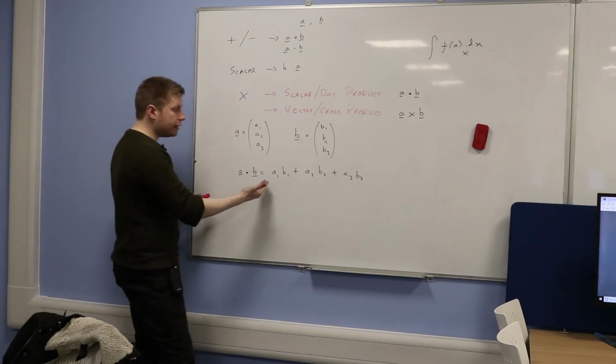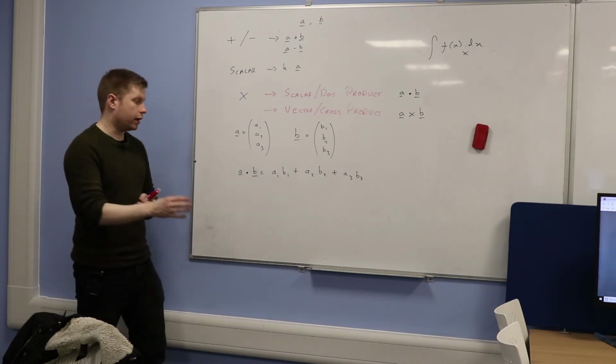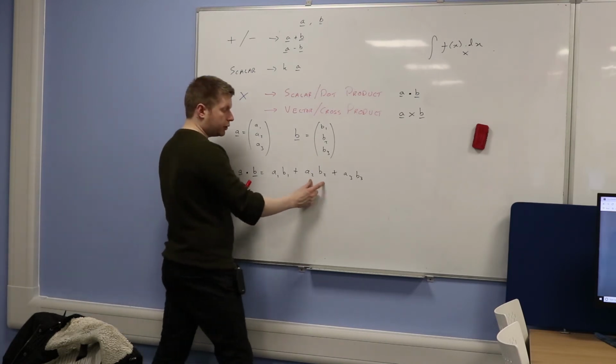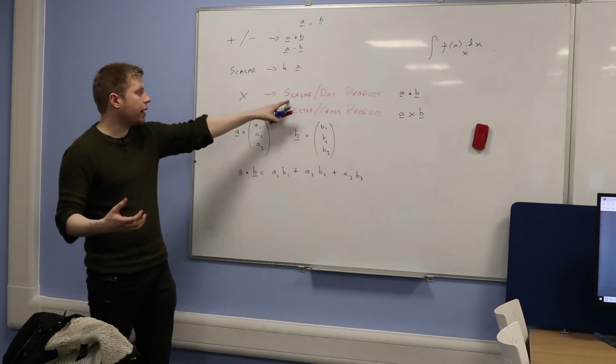Can you see that this has to come out as a number? There's no other way. Multiply two numbers together, multiply two numbers together, multiply two numbers together, add three numbers together. It's got to come out as a number. It's got to come out as a scalar.